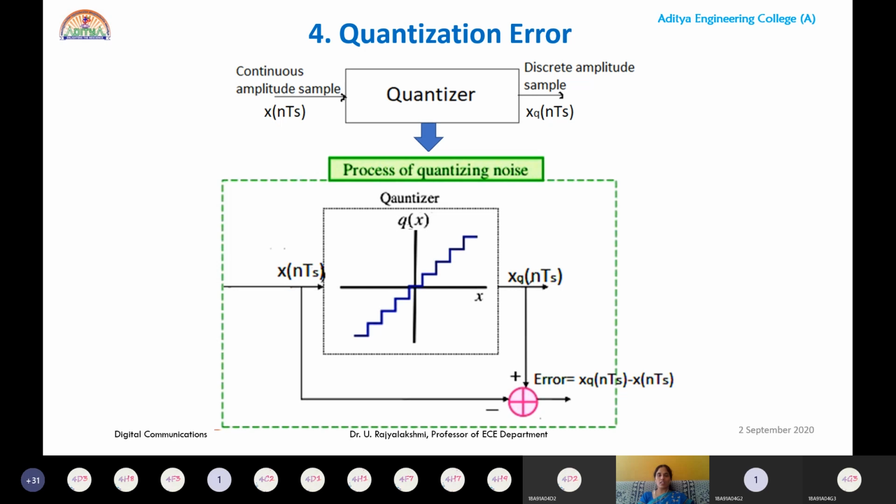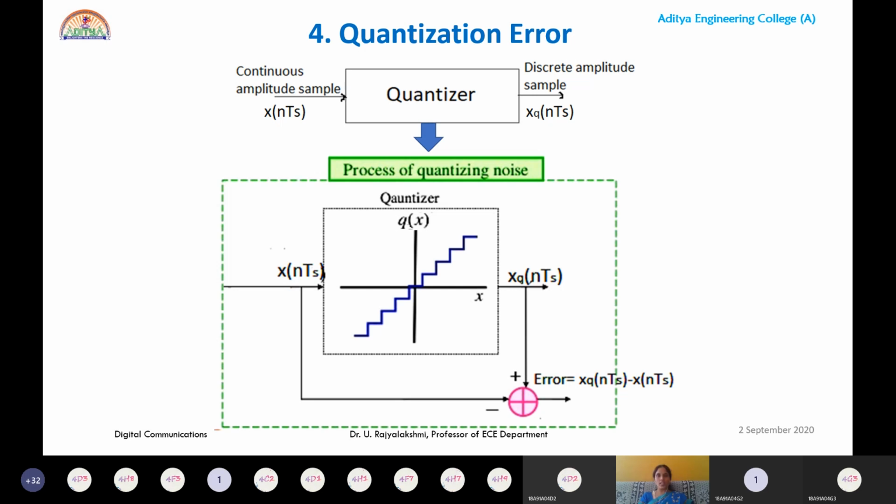If we observe some deviation from the input, if we observe that the output deviates from input, then I can say that there exists some error. Okay, so what is the error then? The difference between the output of the quantizer to that of input is generally defined as the error. So here error is equal to xq of nTs minus x of nTs.